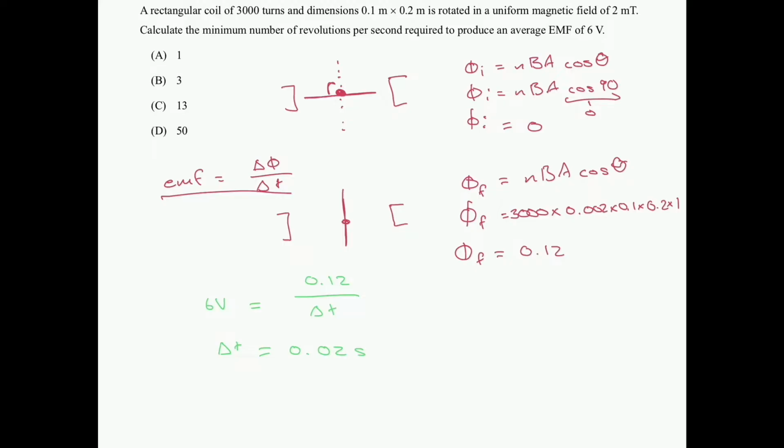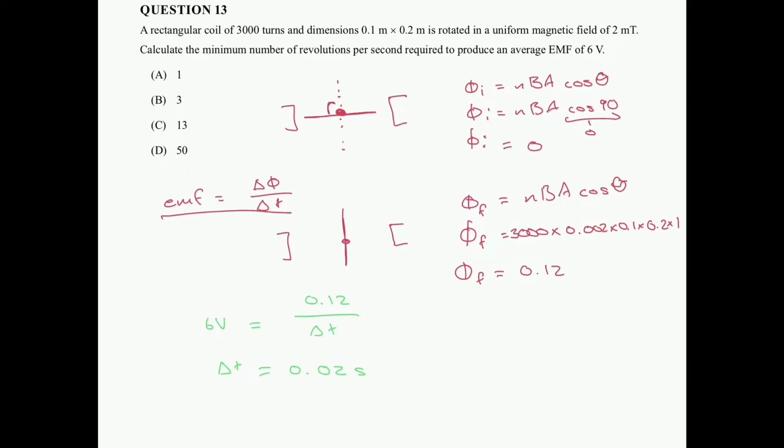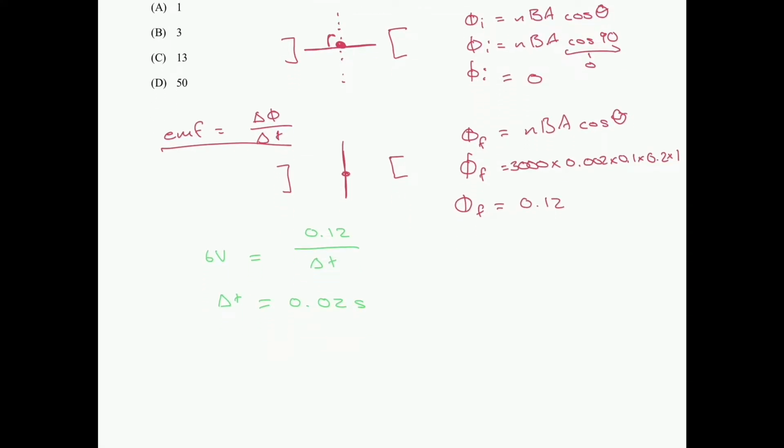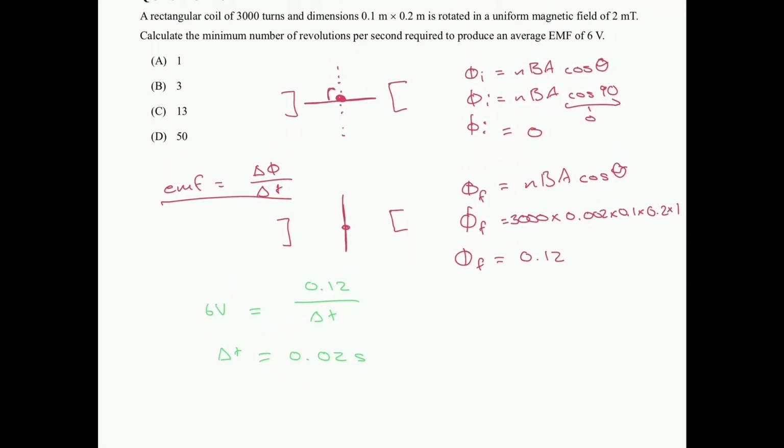seconds. So again, making sure I use SI units, we converted our milliteslas to teslas up here to substitute into our magnetic flux equation. So we have 0.02 seconds. This isn't going to get us our answer. We've got 1, 3, 13, or 15 revolutions per second. But what we do know, from the scenario that I've drawn, is that it takes from here to here to complete a quarter rotation. It takes 0.02 seconds.